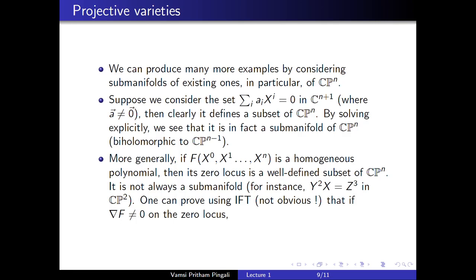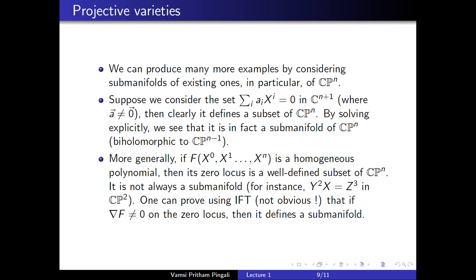You can show that if the gradient of this function is not 0 on the 0 locus in C^(n+1) minus the origin, of course, whenever I say 0 locus in C^(n+1), I mean 0 locus in C^(n+1) minus the origin. Okay, please forgive this typographical error. So if the gradient is not 0 on the 0 locus, for instance, what's the gradient of this beast? It's just the vector A, and this vector A is not 0. Then this 0 locus, which defines a well-defined subset of CP^n, defines a submanifold of dimension n minus 1.